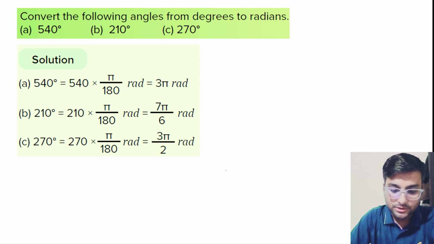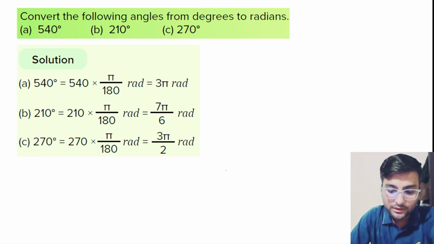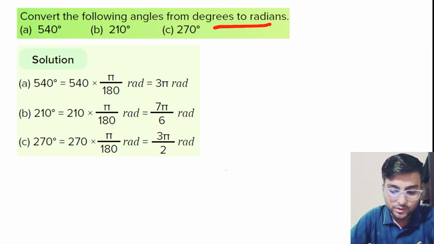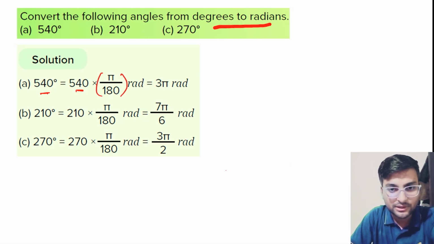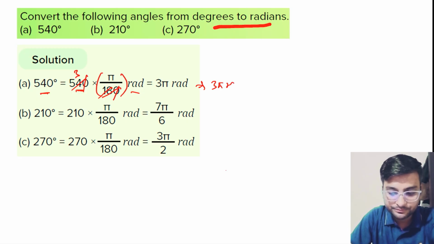Now suppose some conversions are given to you. In this conversion series, they are asking you to convert the given degrees into radians. So suppose 540 is given to you. You convert 540 into radian, so multiply with pi by 180 radian. This 0 cancels out with this 0, and 18 times 3 is 54. So we can say that this is 3 pi radian.